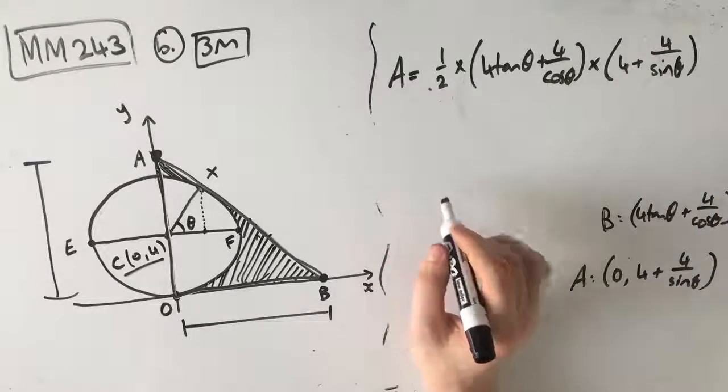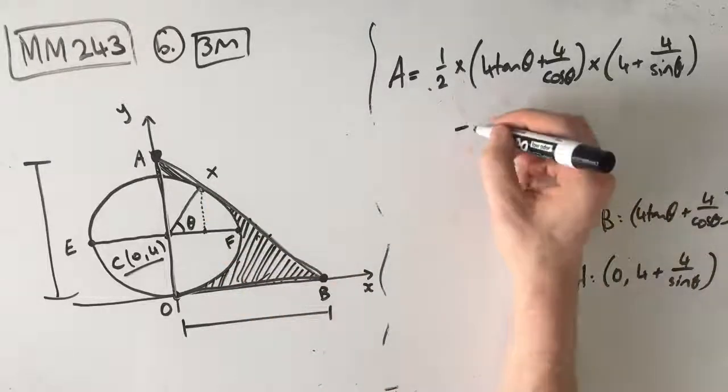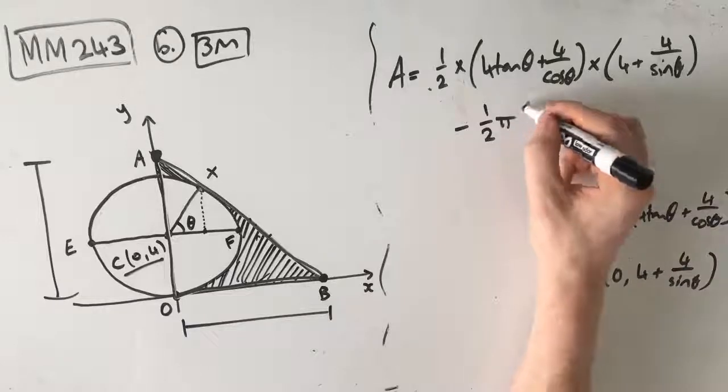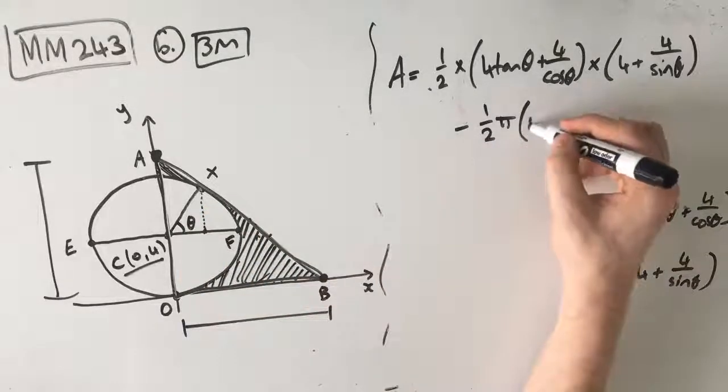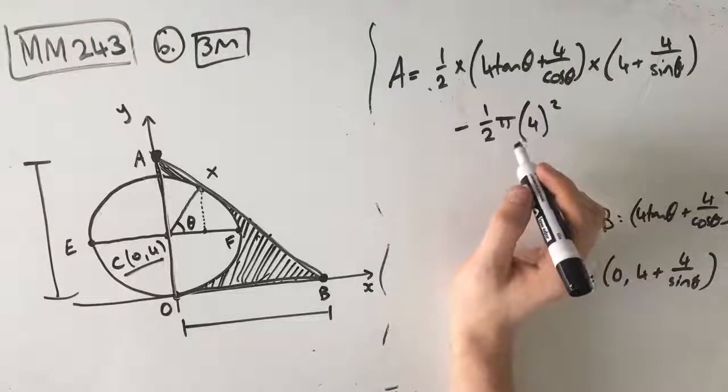And then we're taking away the half circle. So we're minusing 1/2 pi r squared, where our r value is 4, because our radius is 4. So we get 1/2 pi times 4 squared.